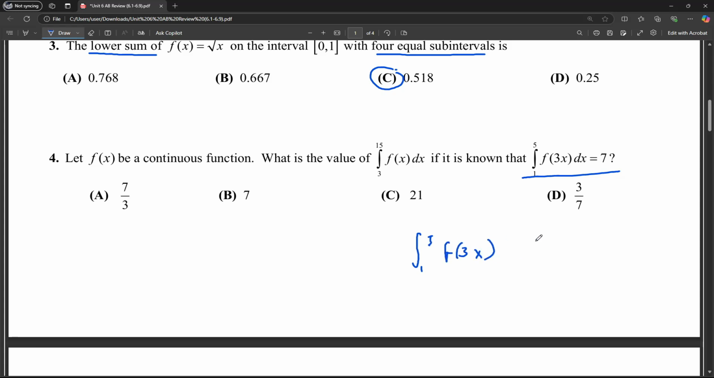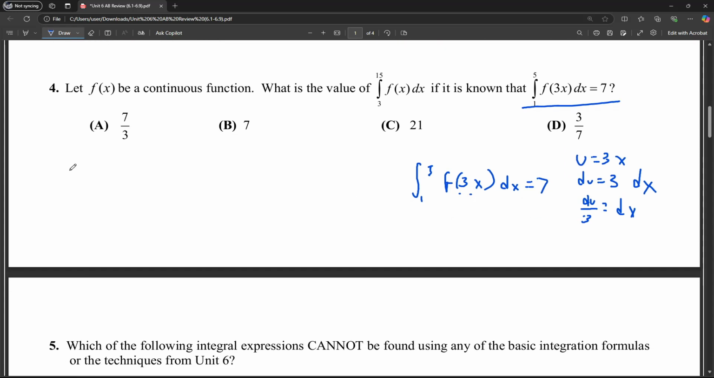There's two methods, but I'm just going to do u sub. So first, I'm going to let u equal 3x. Alright? So u equals 3x, and then do the original method, you know, like du equals 3 dx, and then solve for dx. So du over 3 equals dx. And remember, when you put it in terms of u, usually you can change the bounds.